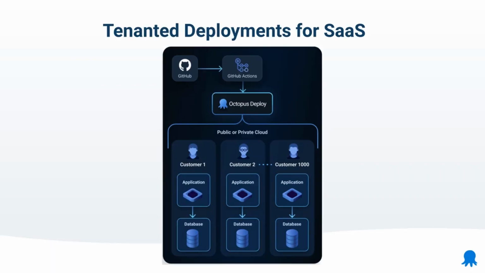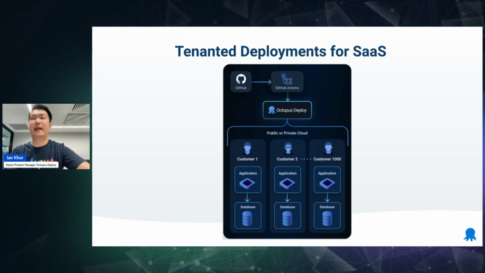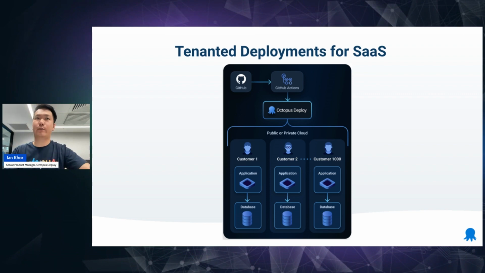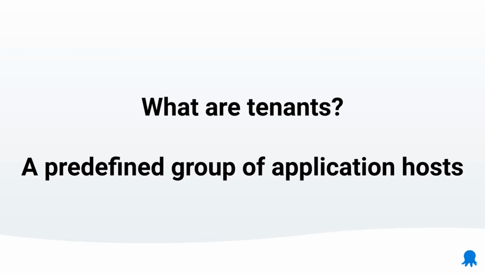And another example is isolated infrastructure for each of your SaaS customers. So in this scenario, you host a SaaS or a PaaS platform, and many customers access it in their own instance, which is very common for many SaaS platforms. And basically what Octopus's tenants feature lets you do is define your process once and deploy to each customer instance almost immediately. That is because tenants are a predefined group of application hosts.